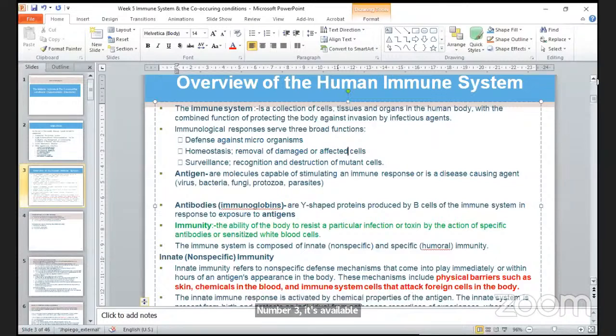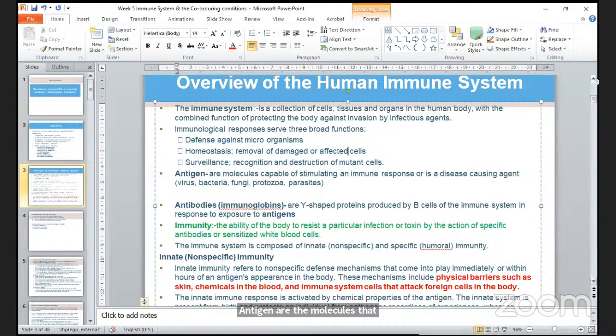Surveillance is the recognition and destruction of mutant cells, the recognition and destruction of damaged cells. Having understood that, we have two terms that are common when we talk about the immune system: the antigen and the antibodies. Antigens are the molecules that stimulate the immune response.